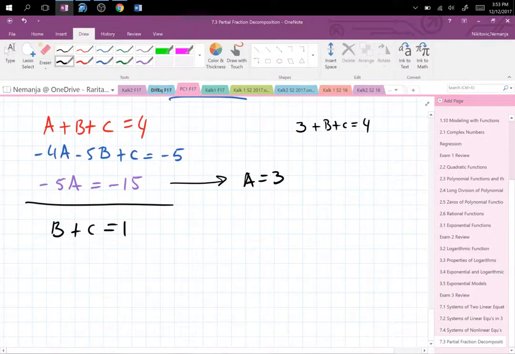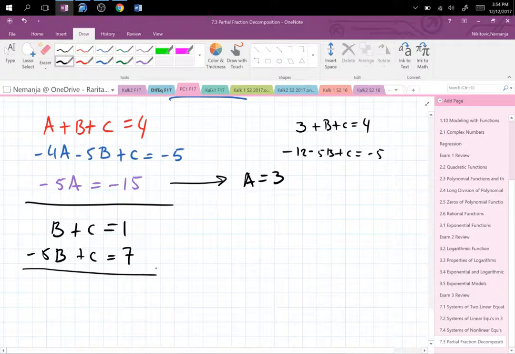The second one is negative 12 minus 5b plus c equals negative 5. And when that negative 12 goes to the other side, it becomes positive, so you get positive 7. So I have negative 5b plus c is equal to positive 7. Subtract equations. Equation 2 minus equation 1. And we got it.